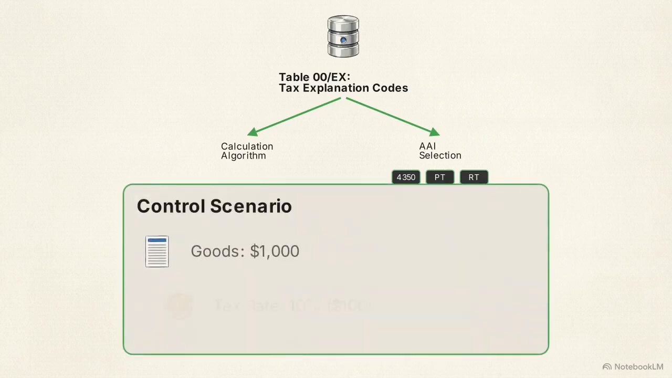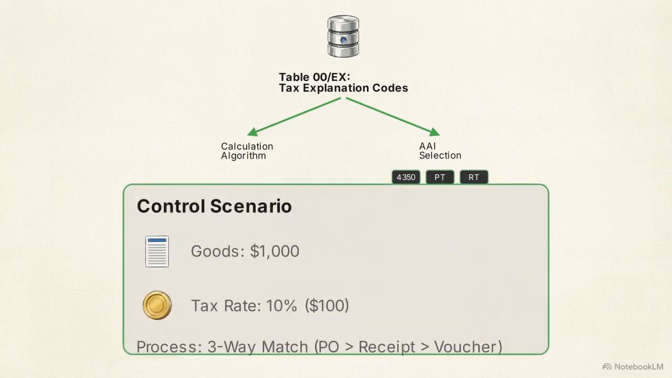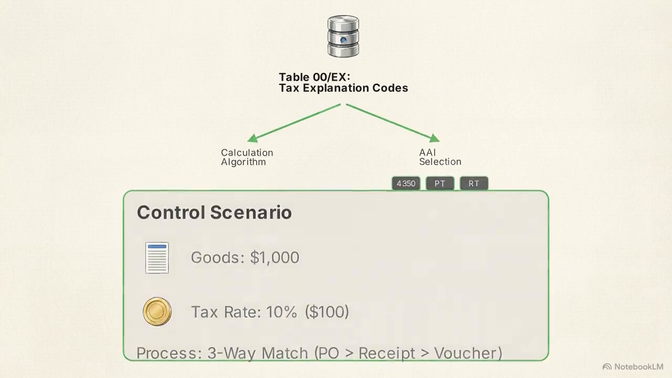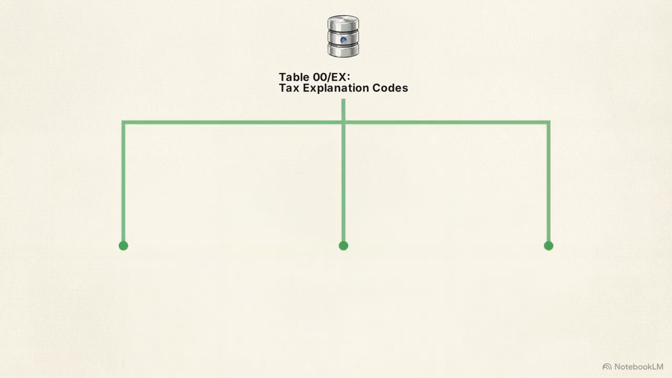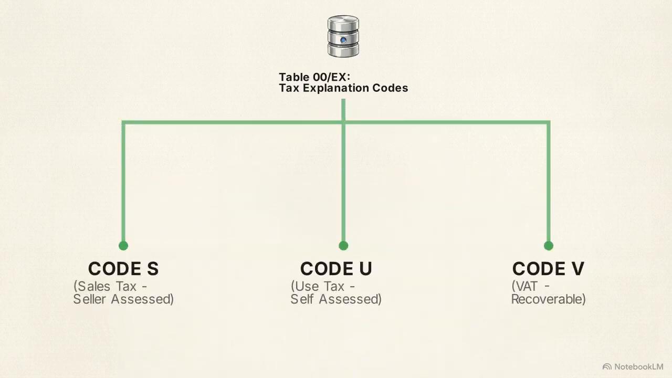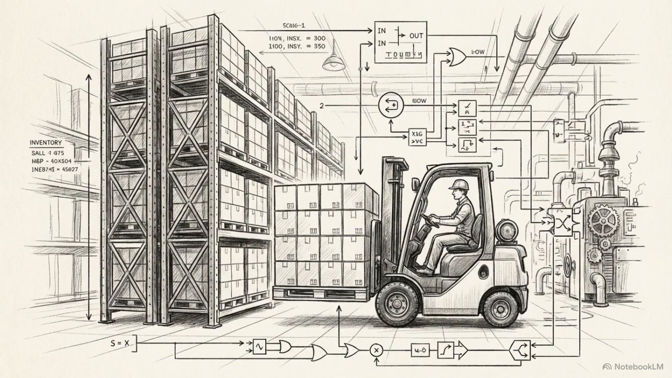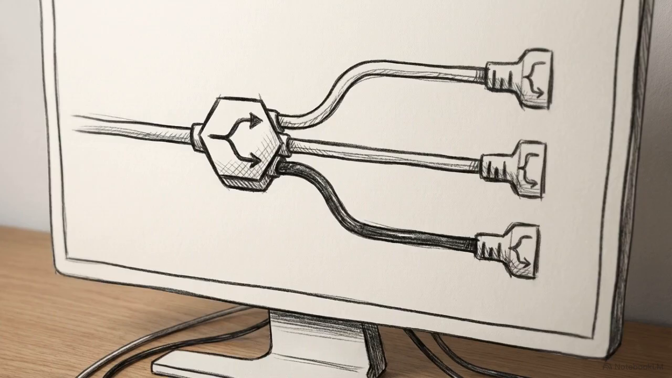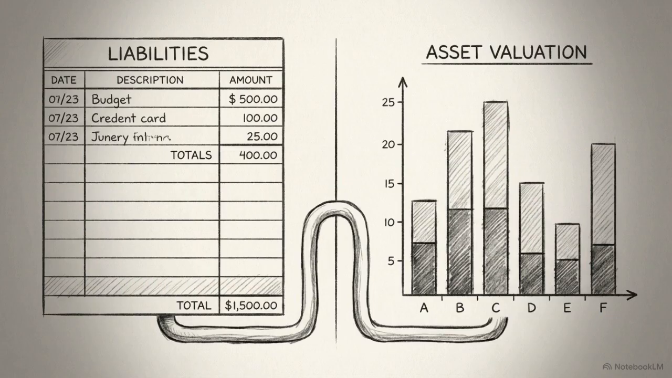We'll apply a control scenario, a $1,000 purchase, 10% tax, three-way match, across codes S, U, and V for sales, use, and value-added tax. The physical reality of the purchase, receiving $1,000 worth of goods in the warehouse, remains identical in all three cases, but the financial footprint generated in the ERP system diverges based on the code chosen. The choice of a tax explanation code determines the company's liability profile and asset valuation on the back end.